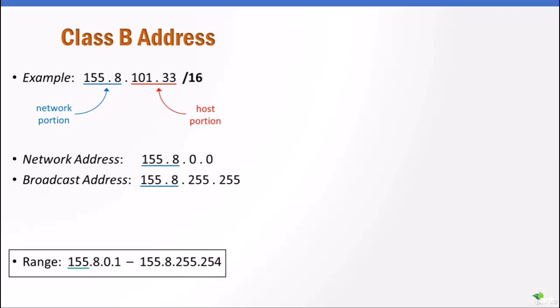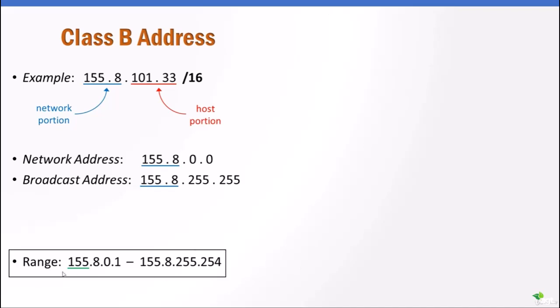Now to get the network address in this example, we're going to copy the network portion, and then in the host portion, we're going to put all zeros. And that's how we got 155.8.0.0. The broadcast address is just the opposite, so we copy the network portion, and then in the host portion, we put ones, and we get 155.8.255.255.